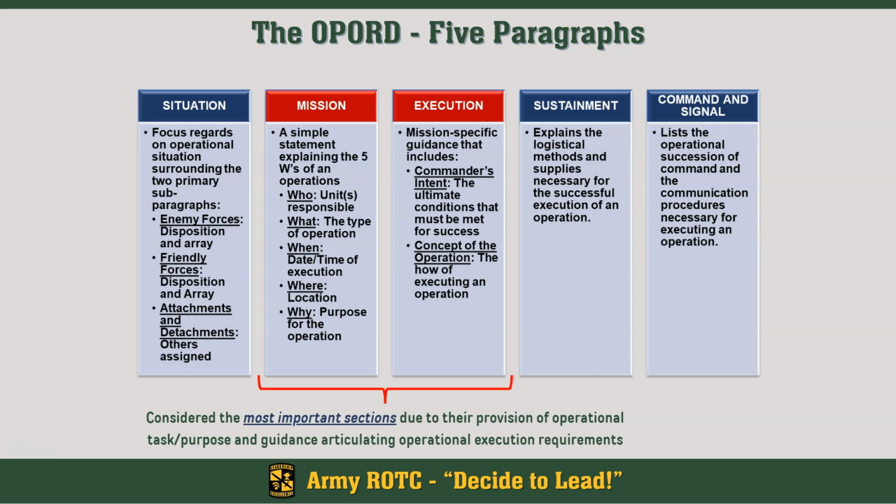What you need to know about the situation is that it talks about the enemy forces, your friendly forces, and any attachments and detachments. So people that you have attached from other elements, or people of yours that you've detached out to other elements. Now the mission is very simple. While it's called a paragraph, it's actually a single statement that talks about the 5 W's of the operation. It needs to include the who, the what, when, where, and why.